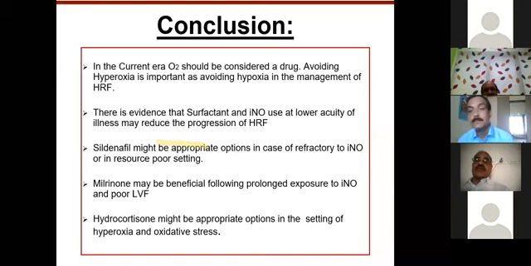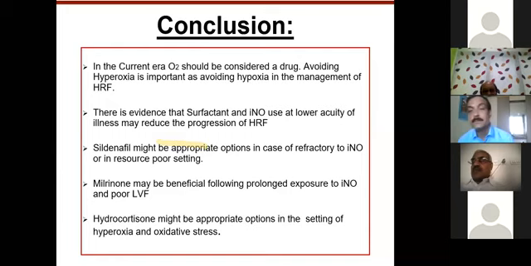In most centers, when you don't have nitric oxide, you can think of using sildenafil, but be cautious about it causing systemic hypotension. And if you have used nitric oxide and still are not able to achieve the target, and it is refractory to nitric oxide, try to use sildenafil. And when you're coming out of nitric oxide, you can use it as an adjuvant.